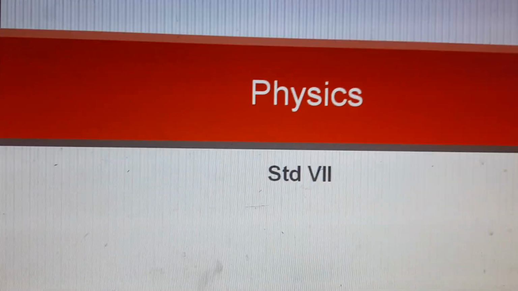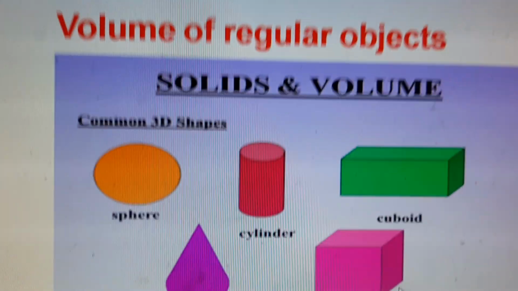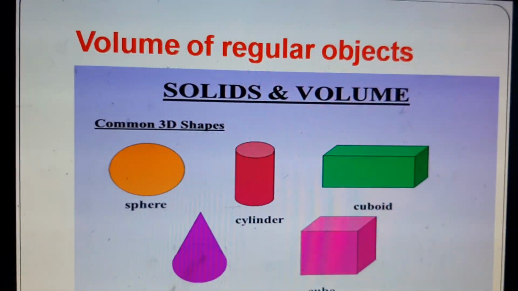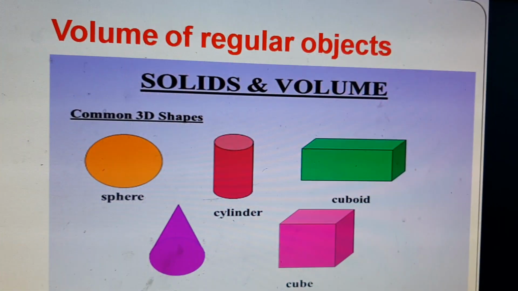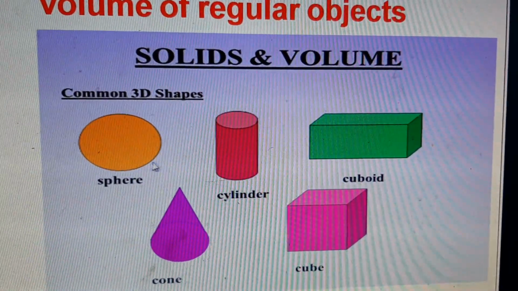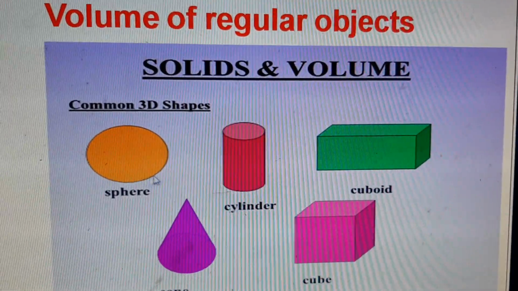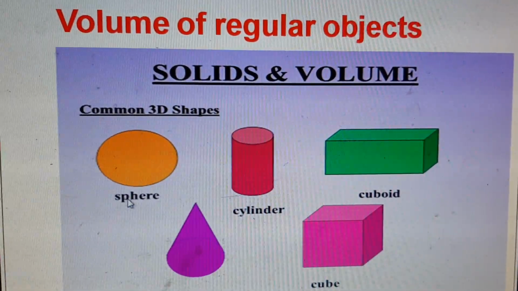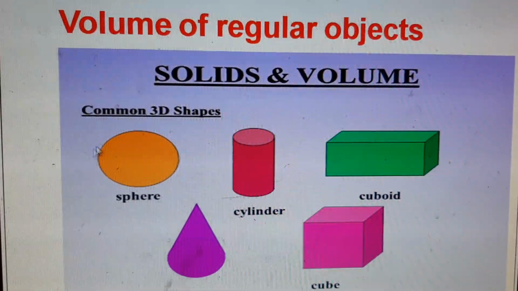Okay? So, let us continue with our chapter on measurement. Today we will think about volume of regular objects. So you see here there are some regular objects given and we will consider what is the space occupied by each of these regular objects. Why are they called regular objects? Because they have a definite shape. We know them by their shape, isn't it?